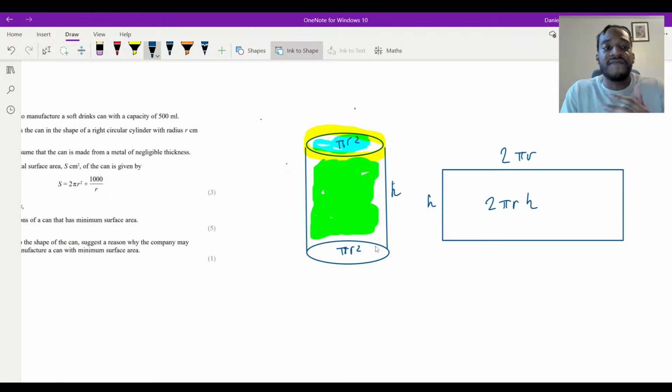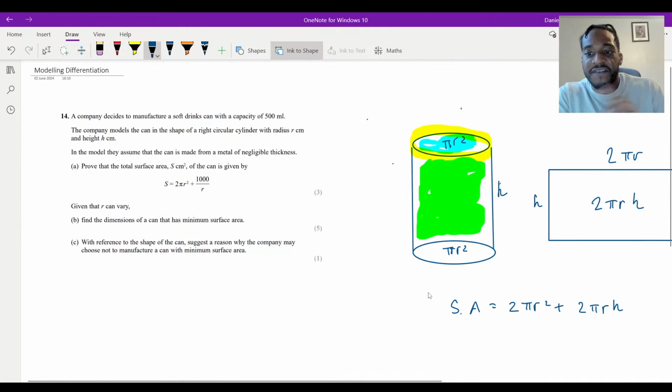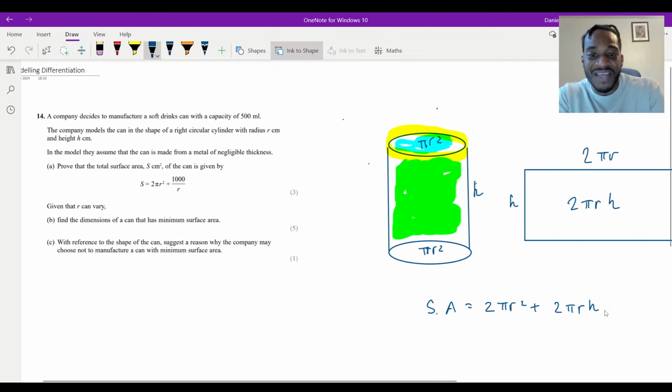So if you want to work out the surface area of a cylinder, it's just going to be equal to the two circles, 2 pi r squared, plus the 2 pi r h. So what we need to do is figure out, if I compare what we've got to the formula, 1000 over r, we need to get rid of that h, right?